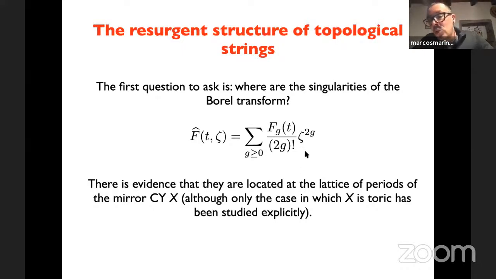And there is strong evidence that the singularities of this Borel transform are a subset of the lattice of periods of the Calabi-Yau X or the mirror Calabi-Yau. So essentially, the singularities of this Borel transform are at central charges of this Calabi-Yau. I have to say that this has only been studied in the case in which X is toric. X toric or non-compact is a very important case. And these are the cases in which this has been studied explicitly.